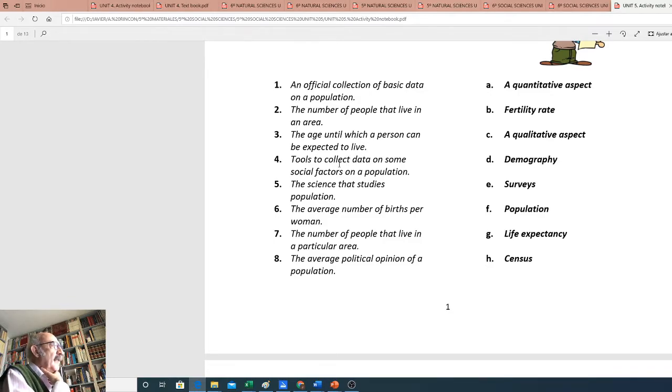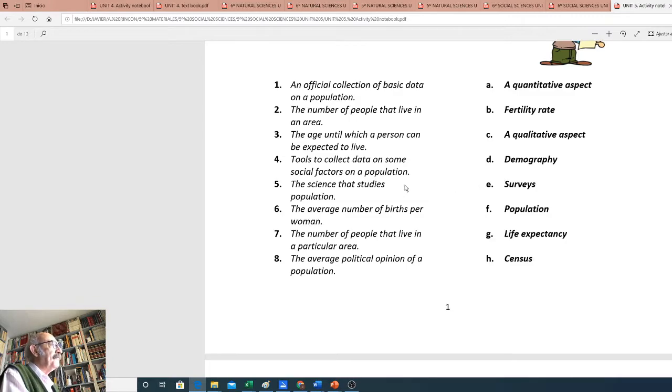Now, let's move to number 4. We're looking for the definition for tools that collect data on some social factors. Social factors are not quantitative but qualitative aspects. Tools to collect data on some social factors on a population. Number 4. Yes, surveys. Surveys is the English for our Spanish encuesta.